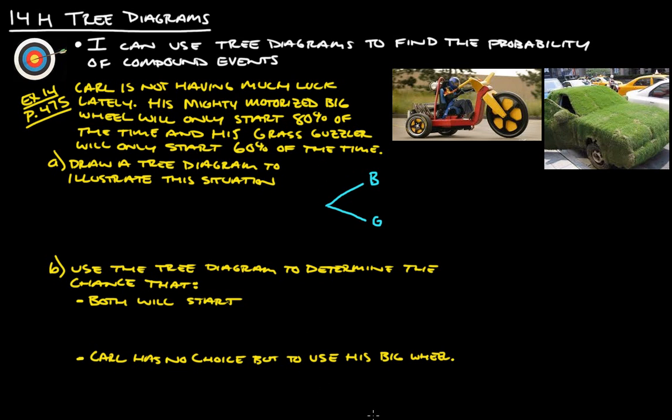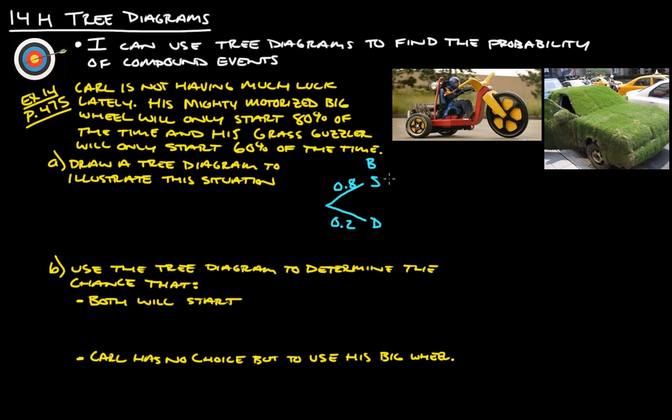All right, so let's do that one. Okay, we're not going to undo that. We're going to do this here. There we go. This is going to be the big wheel starts and doesn't start. The probability that the big wheel starts is 80%, so 0.8, and the probability that it doesn't start is 0.2.